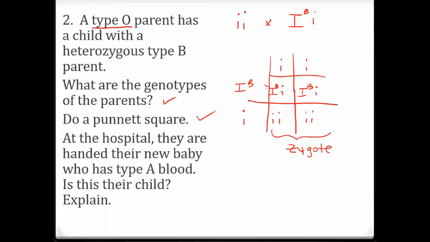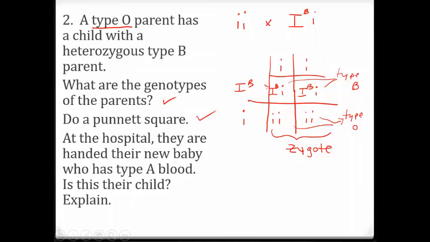We have an I with a B and a little i, another I^B little i. So both of these show what type of blood. Hopefully you said type B blood. And then we have the little i and little i combination, and both of those show type O.